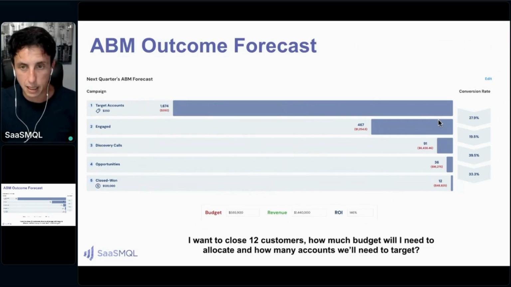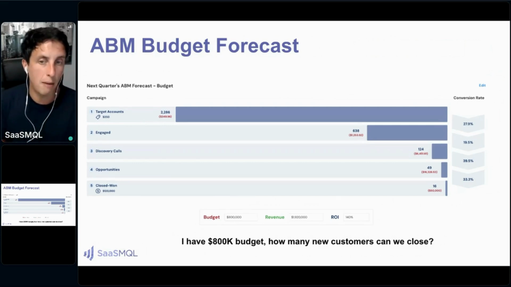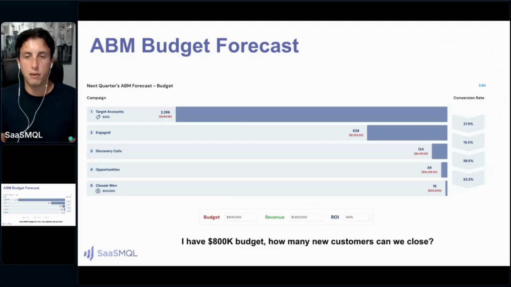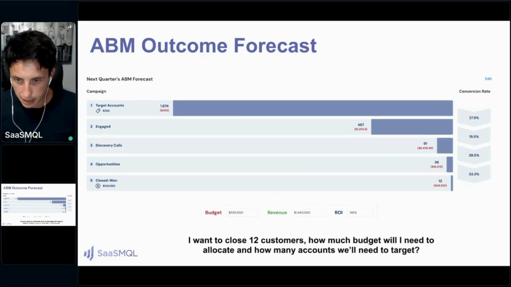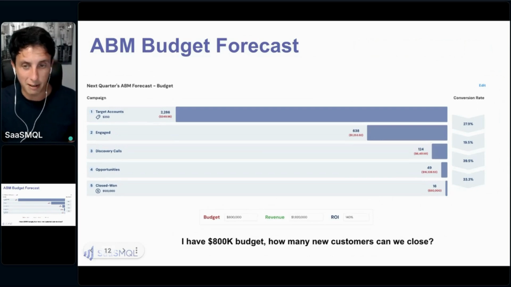Another type of forecast I can do is a budget forecast. Now I'm not asking the question, I want to close 12 customers, how much budget do I need or how many accounts? Now my CEO or my CMO said, hey, your budget is going to be 800K next quarter. That's what we can allocate for marketing. So actually higher than what I estimated here. So probably my goal needs to increase.